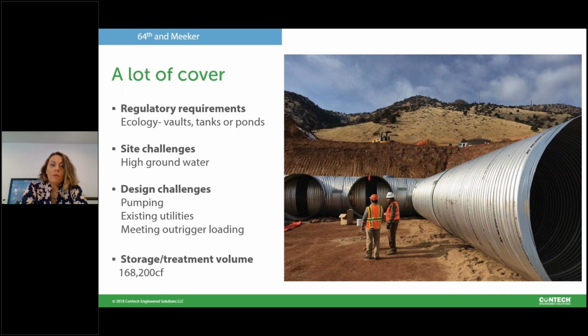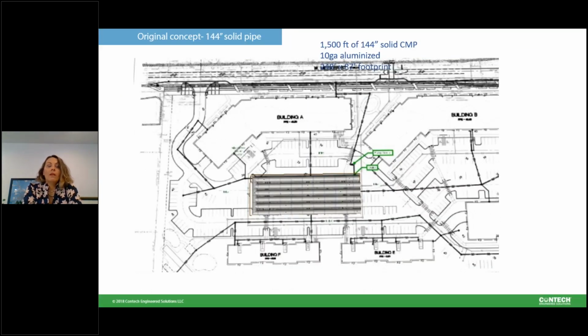We were fortunate that he already prepared the original conceptual design, and he utilized 144-inch aluminized corrugated metal pipe for his original solution. So I'm going to take a moment and just discuss why did he go with corrugated metal pipe.